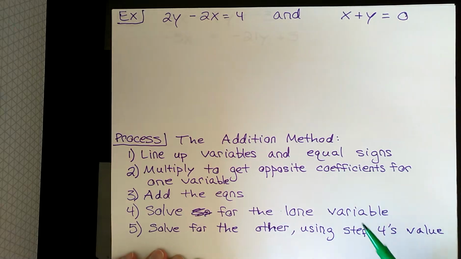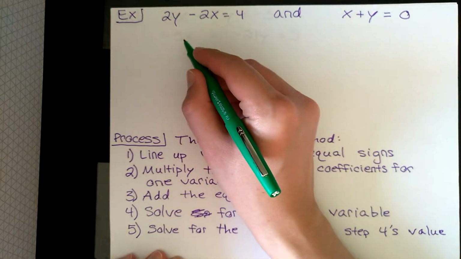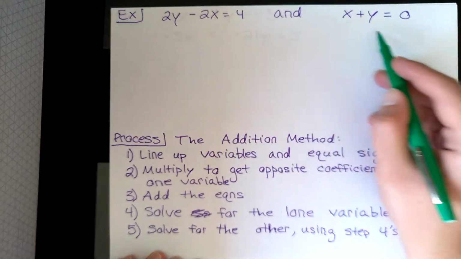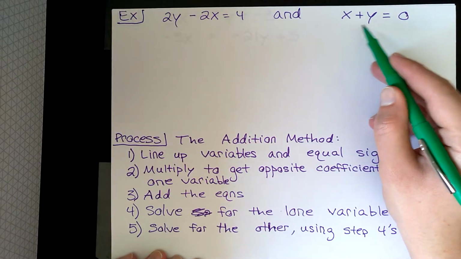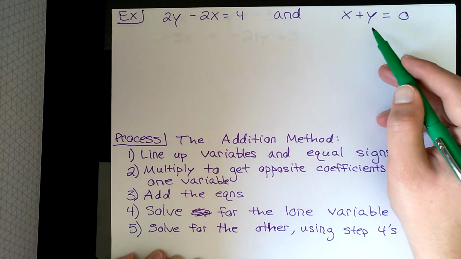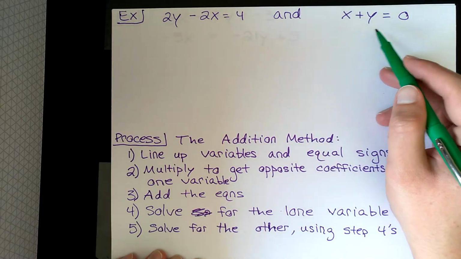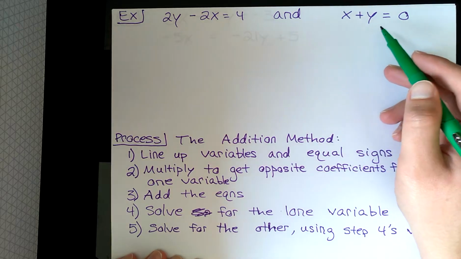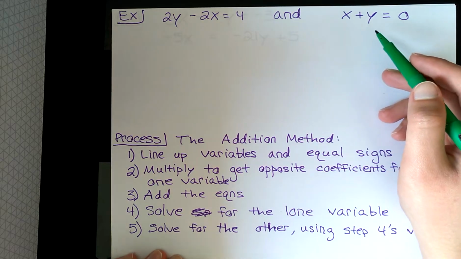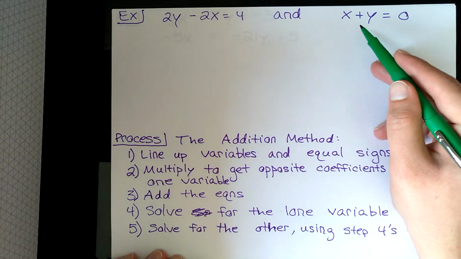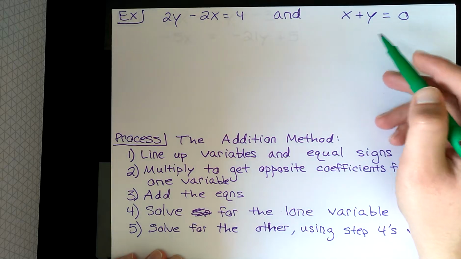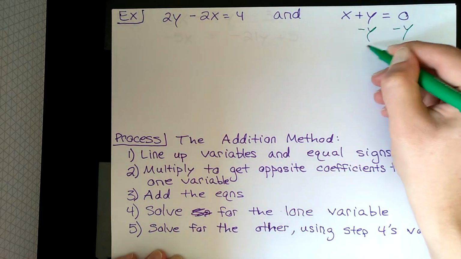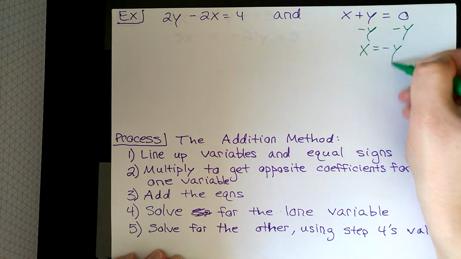Alright, so going through this together, the first thing we should notice is that the easiest value to get alone is going to be either this x or this y. It doesn't matter which one you decide to solve for using the substitution method. So since we just did the previous problem solving for y, I'm going to do this one solving for x to show you that you can use either one. So we'll subtract y from each side to get x equals negative y.